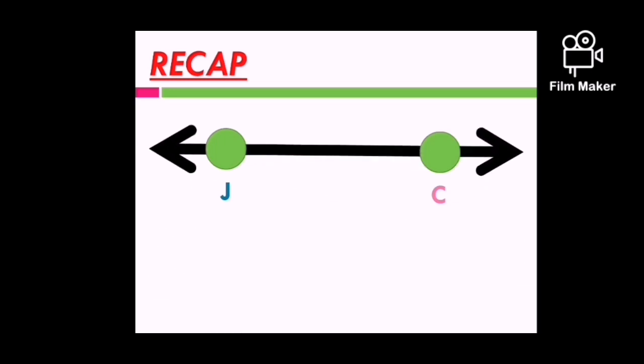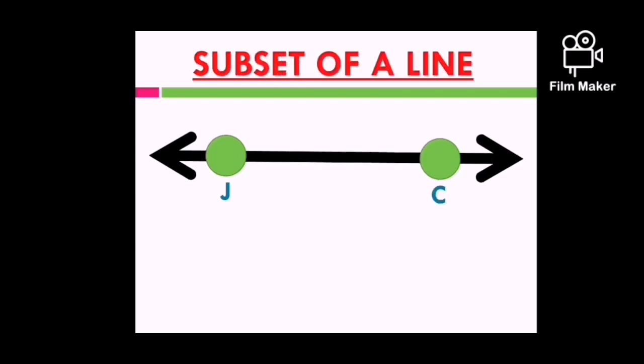When two points are connected, it becomes a line. When point J is connected to point C, its name is line JC. A line has its parts or subsets. There are two subsets of a line. The first is line segment and the second is ray.